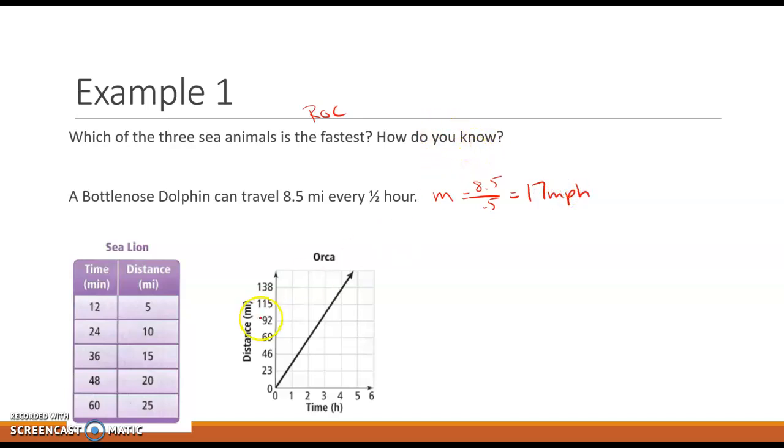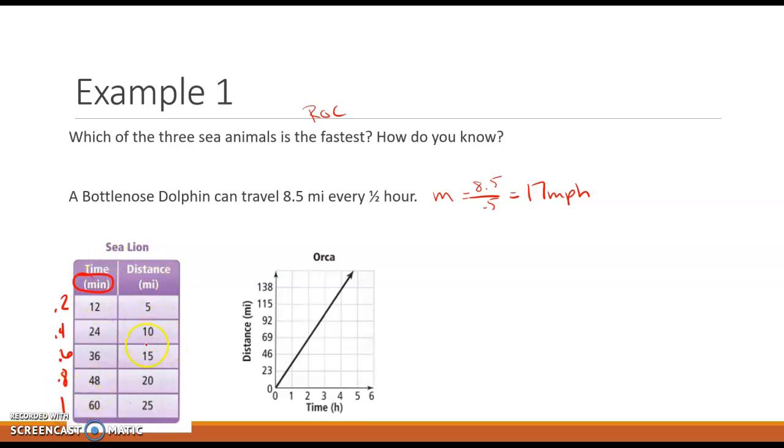And now since we're in hours, I've got to be careful over here because the sea lion is in minutes. So I need to change minutes to hours, which means I'm going to take my 12 minutes and divide by the fact that there's 60 minutes in an hour. And so 12 is 0.2. 24 divided by 60 is 0.4. 36 divided by 60 is 0.6. 48 divided by 60 is 0.8. And 60 divided by 60 is 1.